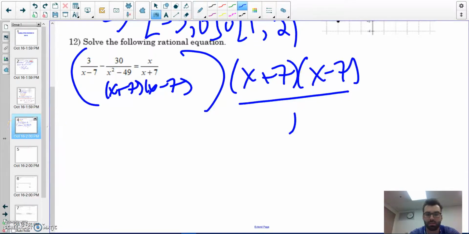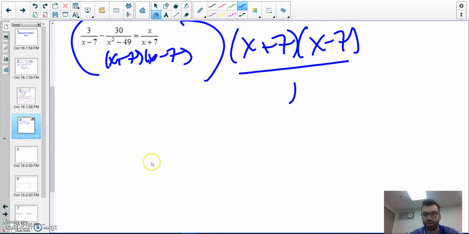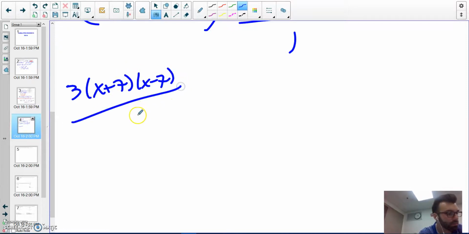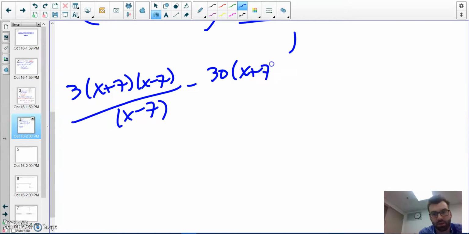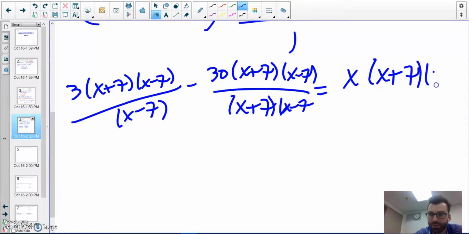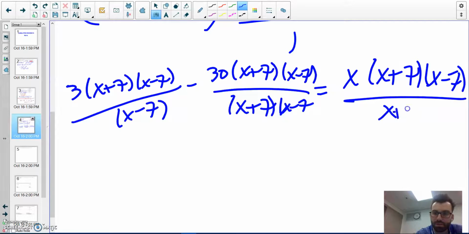I'm going to show this step. Some of you may be able to skip it and do it in your head, but I'm going to show it anyway. So this is going to be 3 times x plus 7, x minus 7, all over x minus 7, minus 30, just so you can see where this comes from again. Don't forget about this problem. Then x times x plus 7, x minus 7, all over x plus 7.